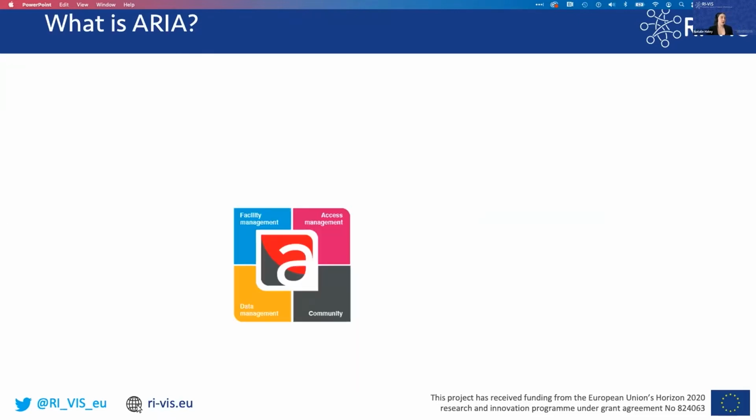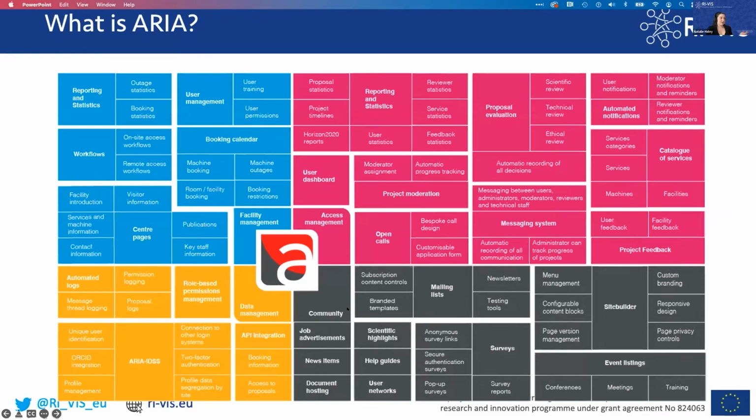So a little bit more of a picture of that. We kind of see the functionality in ARIA is broken down into 4 main categories. So access management, I talked about a tiny amount just now, but also management of facilities, including bookings and things, management of data, management of community. And actually, if we expand that out to the functionality that we've got within ARIA, in this diagram, you might find it quite overwhelming, but there's a lot going on here, and access management is the biggest chunk of the work. But there's also a large section on community, which is of great interest to the RI-VIS project, and some useful features here for the project.